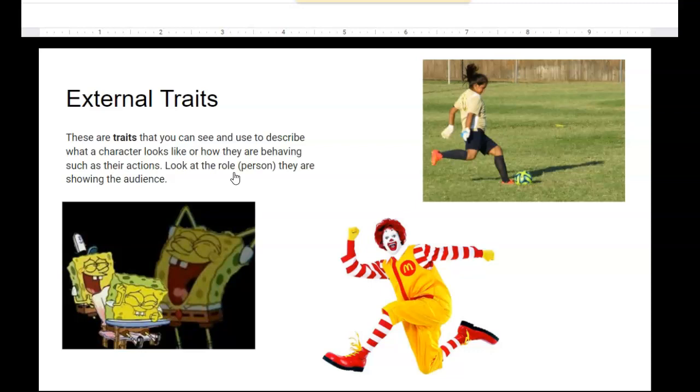So you're probably going to come in dress code or in your uniform. You might have your books in your hand, your backpack on your back, or you could be seated waiting for the lesson to begin. So that's your role. Just like Ronald McDonald has a role being a clown, that's his role. And her role right now is to be a soccer player. So those are external traits.